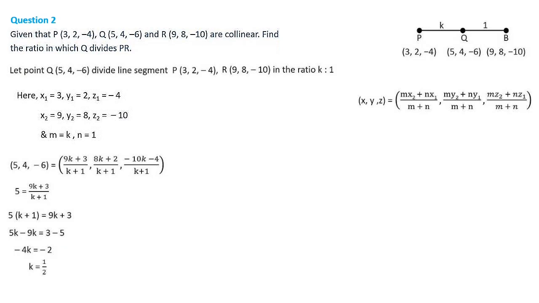Then from here k is equal to 2 by -4. The minus signs, 2 and 4 when we cancel, 1 by 2 will be coming. So this is k:1, actually we can write it as k by 1. k by 1 is 1 by 2. That means k:1 is 1:2. So the ratio we have got is that the point Q divides PR in the ratio 1:2.